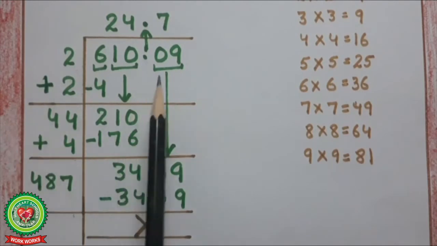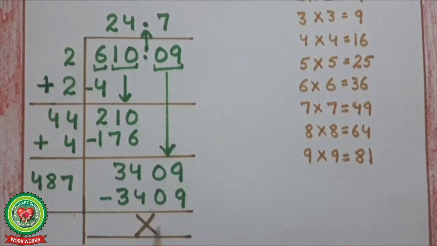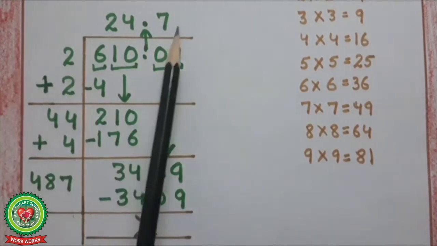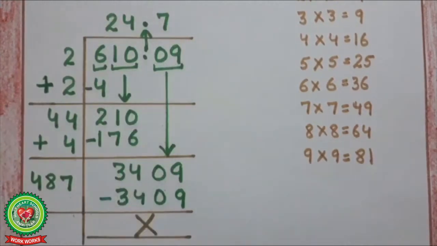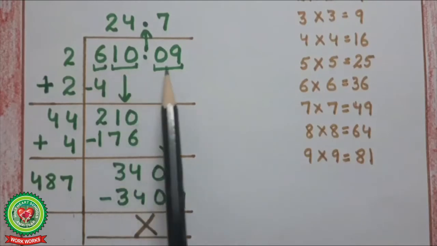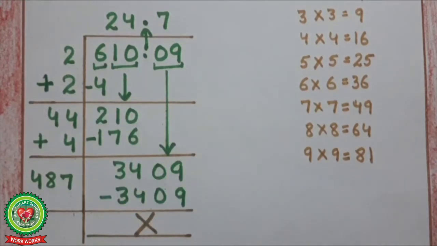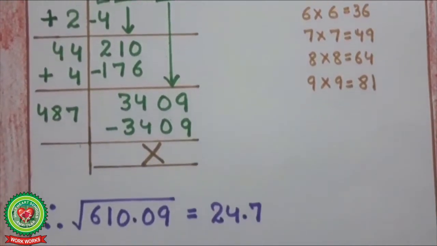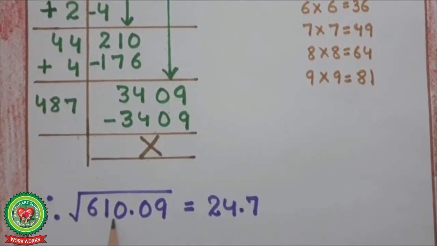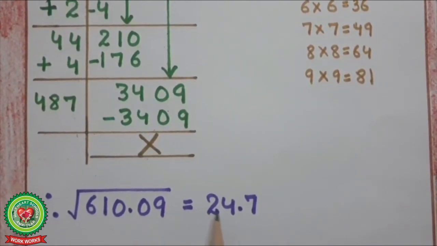As here we are left with no pair and our remainder is also 0, so our current quotient, that is 24.7, comes out to be the required square root of 610.09. So, therefore, the square root of 610.09 is equal to 24.7.